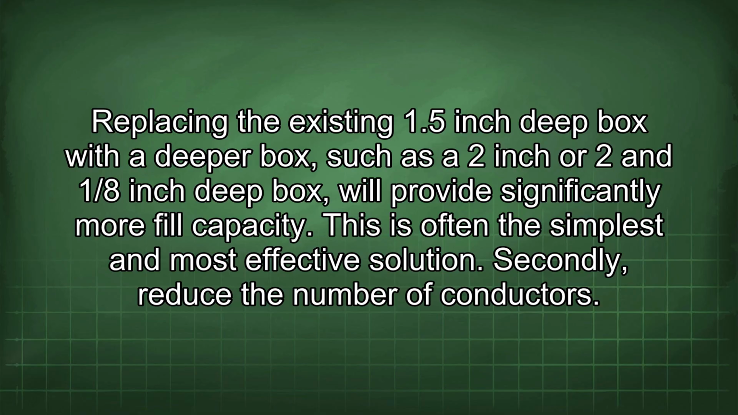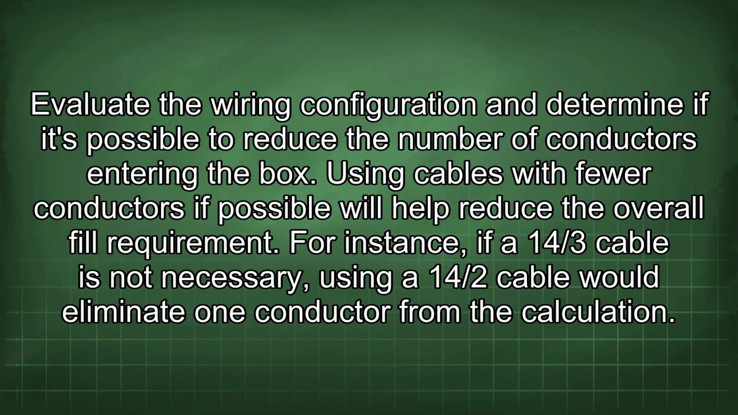Secondly, reduce the number of conductors. Evaluate the wiring configuration and determine if it's possible to reduce the number of conductors entering the box. Using cables with fewer conductors if possible will help reduce the overall fill requirement. For instance, if a 14/3 cable is not necessary, using a 14/2 cable would eliminate one conductor from the calculation.